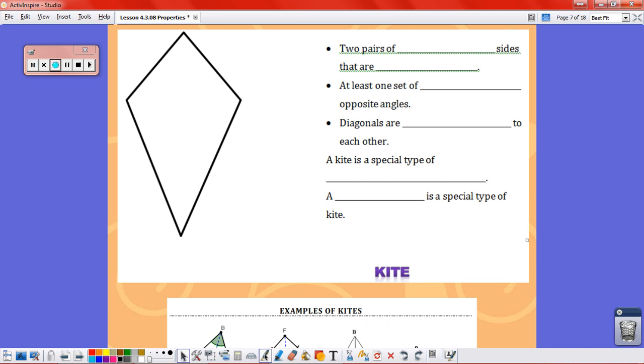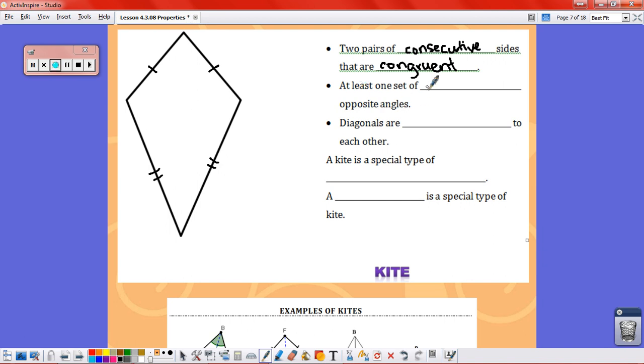Next on our list is a kite. A kite has two pairs of consecutive sides that are congruent. We mark that like this. These sides are congruent, they're the same length, and these sides are congruent, they're the same length, and they're consecutive because they share a point. They're only touching at that one point. And these are consecutive, they're only touching at this point.